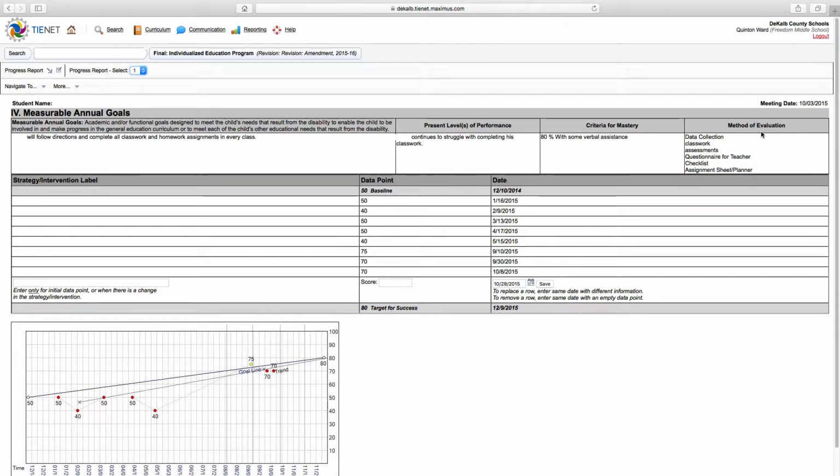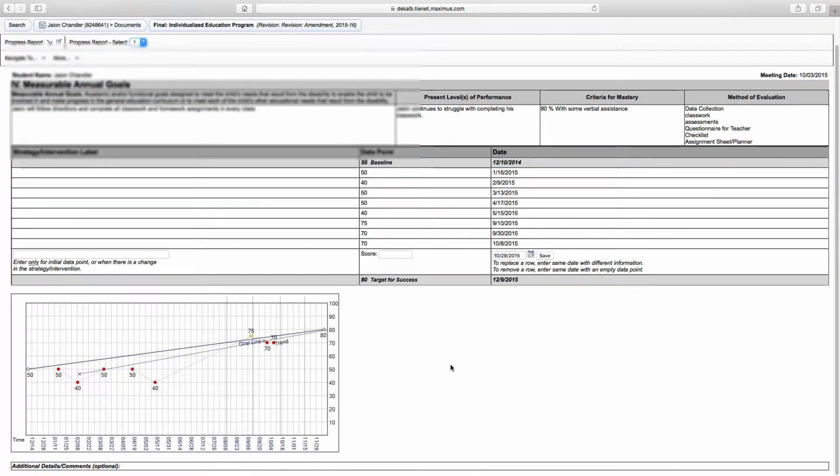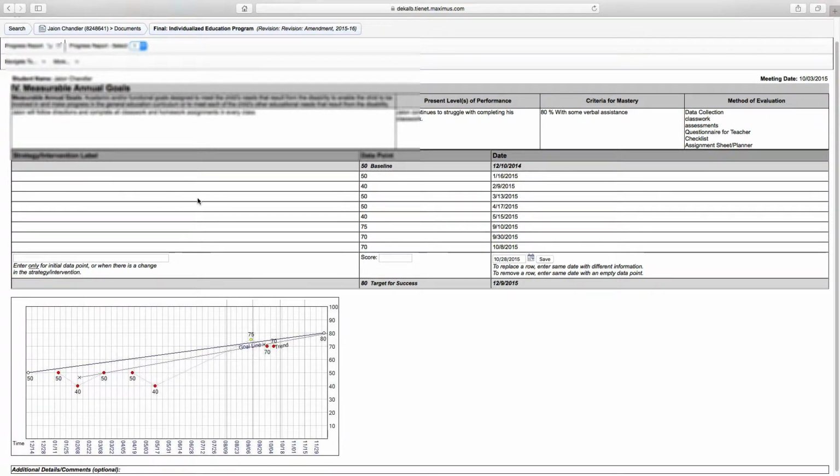What are the methods of evaluation? Data collection, classwork, assessments, questionnaire for teacher, checklist, assignment sheet, planning. So for this one child, there should be a file that has data in it based on this criteria. On the table below, you will see the strategy and the intervention level that the teacher applied in collecting these items of evaluation.